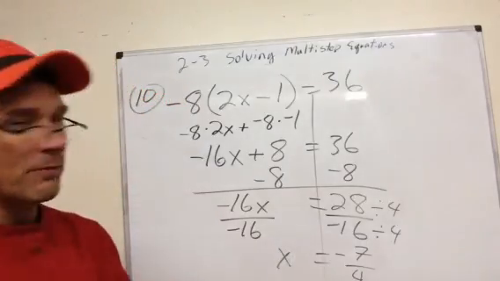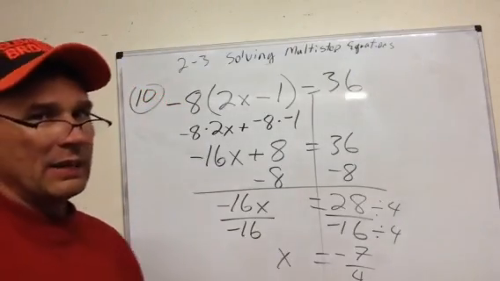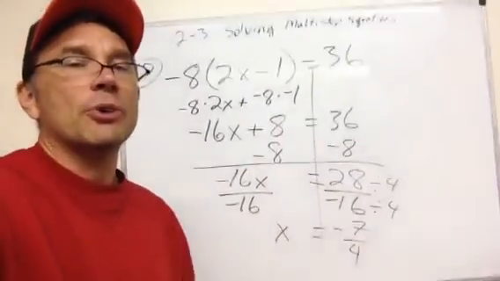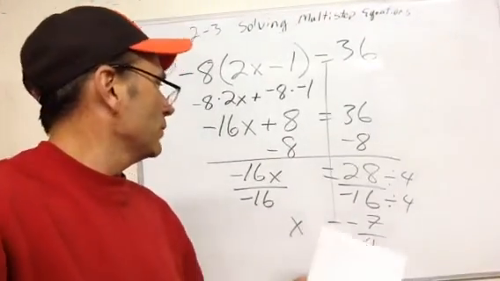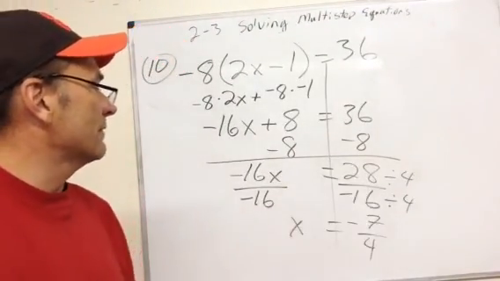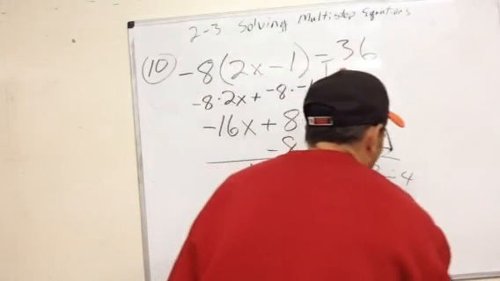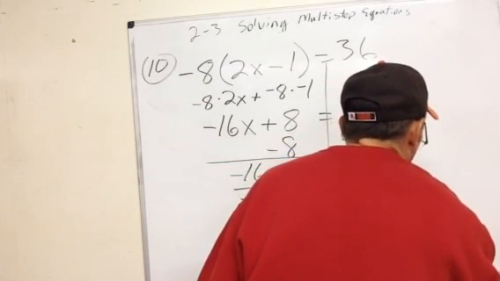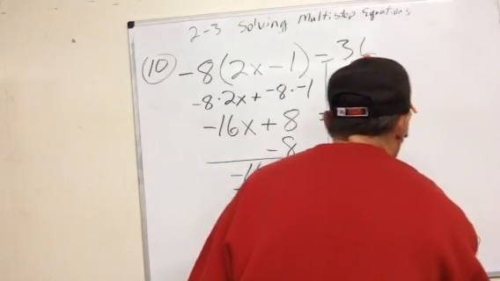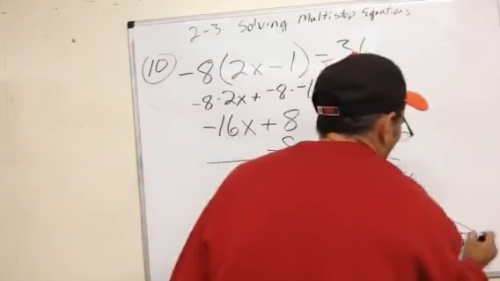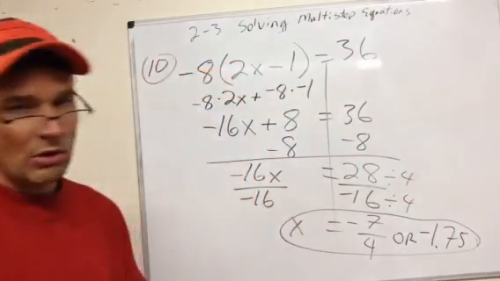Now again, I prefer fractions. It's a lot easier working with fractions than decimals. But if you want to use your calculator to divide 28 by negative 16, you could also write negative 1.75 as your answer. And that would be correct.